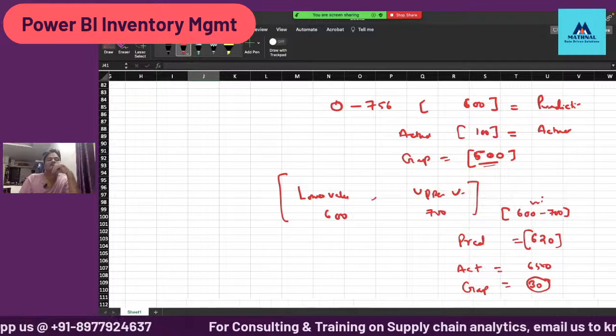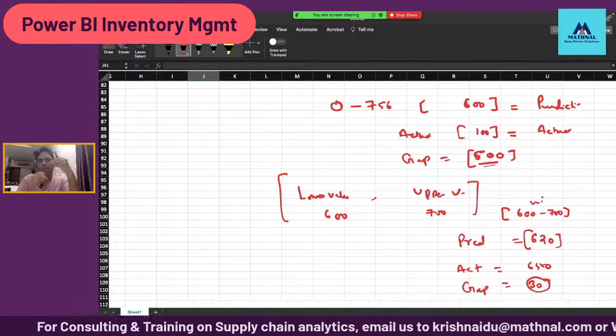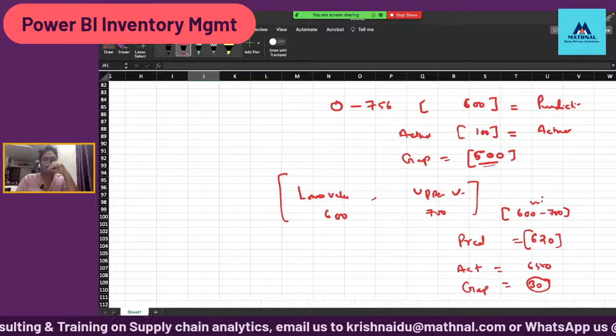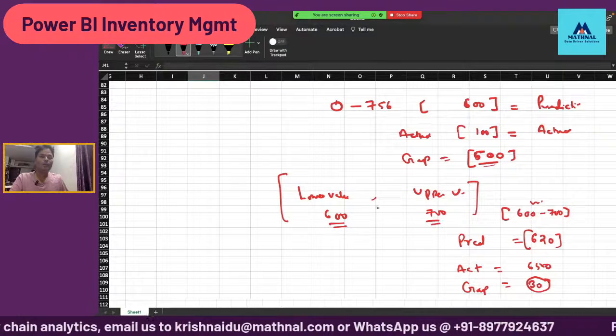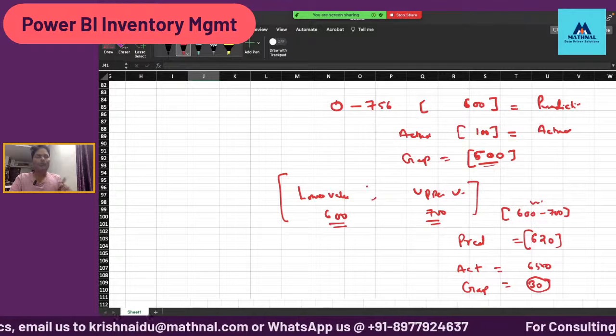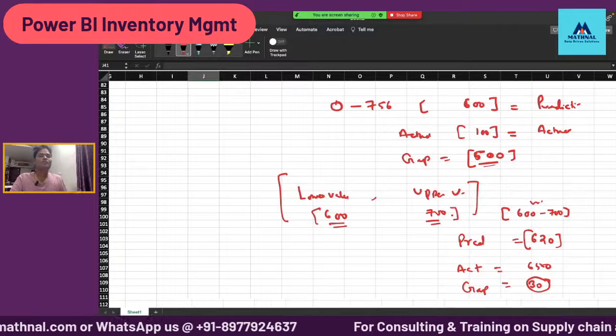So if you want to achieve high accuracy and low error, what should you achieve? The lower value of the range and the upper value of the range. The gap between them has to be as small as possible.